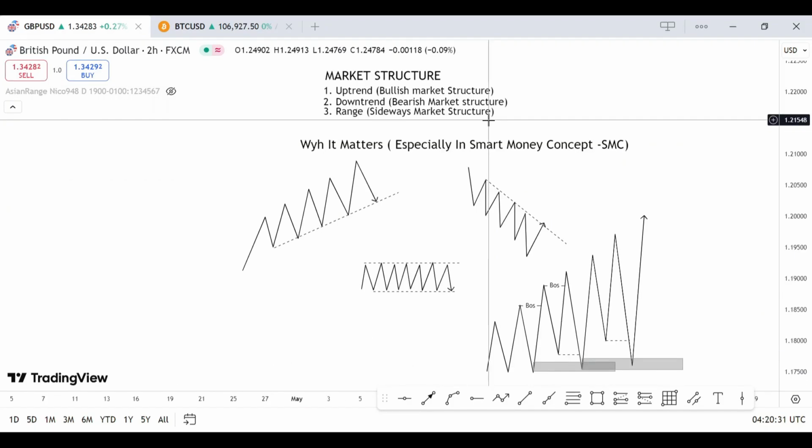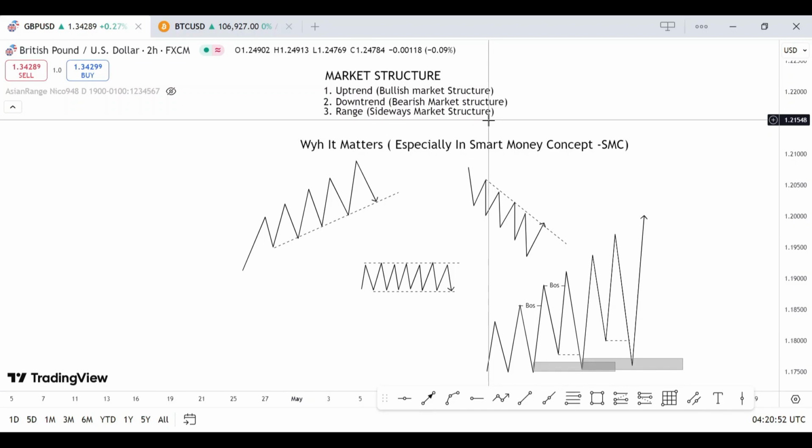Let's recap everything we've said. So what do we say market structure is again? This refers to the way price moves on the chart and how it forms trends and patterns over time. Understanding market structure helps identify current structure, potential reversals and key reversal opportunities, as we have seen from all the chart examples I've presented to you.